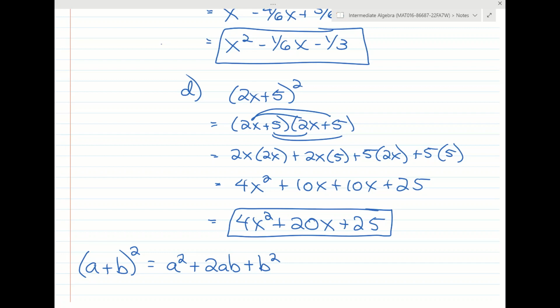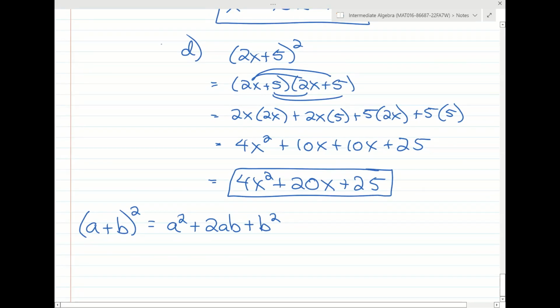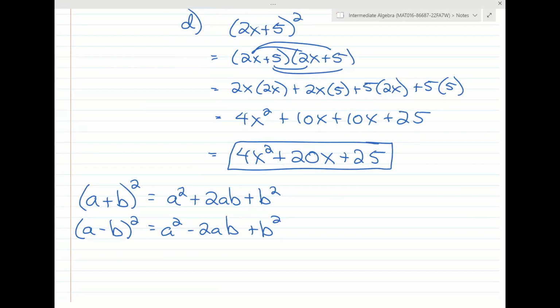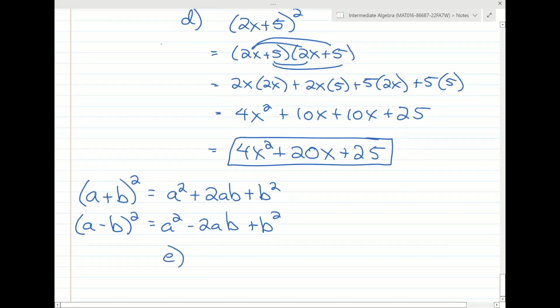Great question. Question is, what if the middle sign is negative? Separate formula. You still square the two terms. This is always going to be a positive sign, but in the middle, it's going to be negative 2ab. All right. So those are shortcuts. You don't have to know those, but again, sometimes it's just nice to do that. So this will be our grand finale tonight.